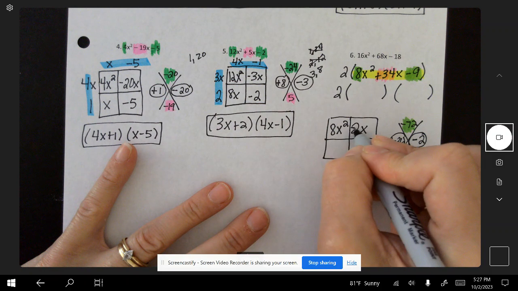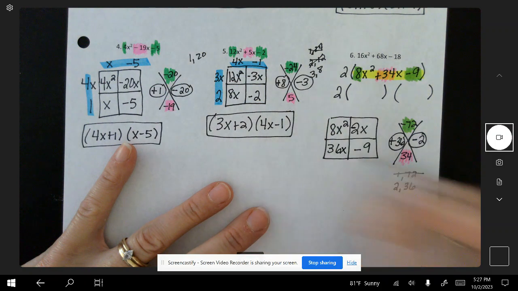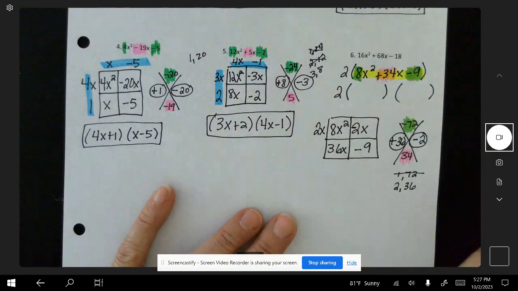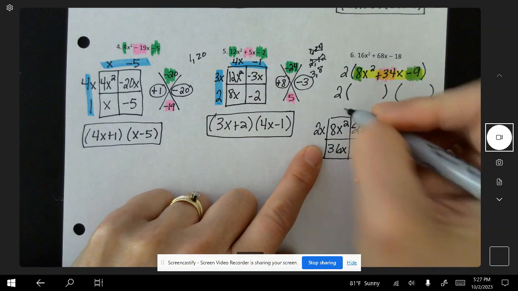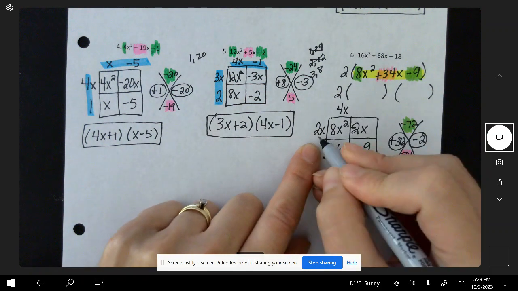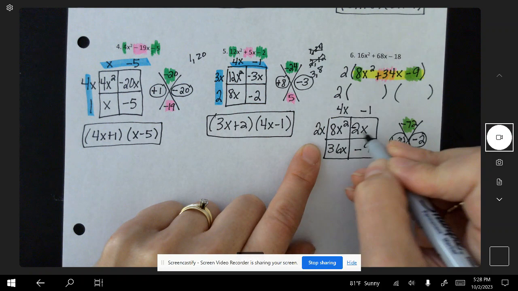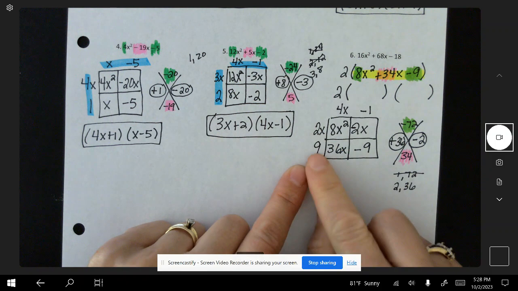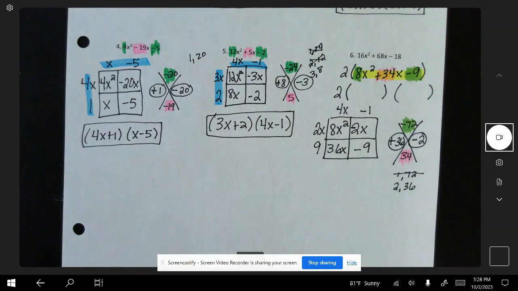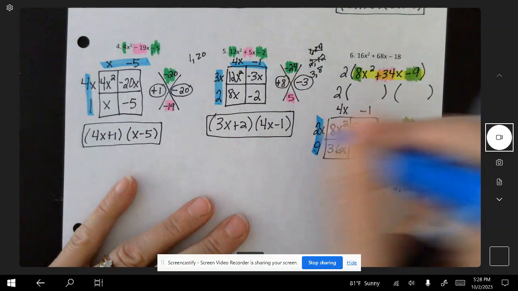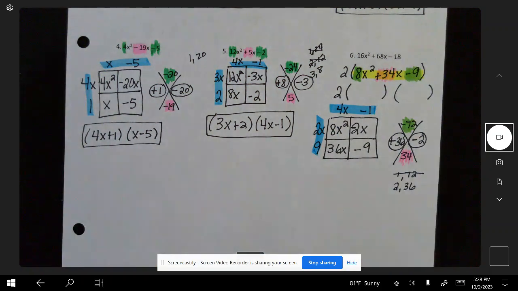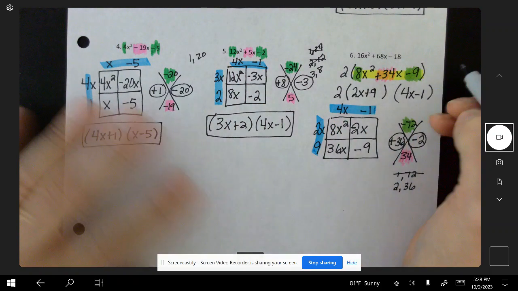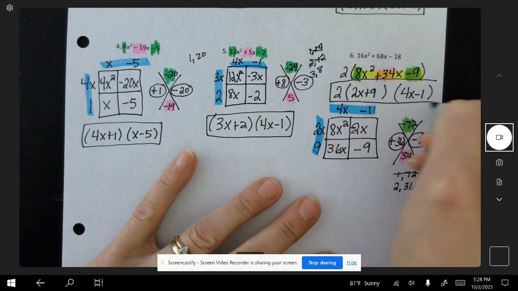2x, negative 2x, and 36x. All right, across the top, my greatest common factor is 2x. 2x times what is 8x squared? That's 4x. 2x times negative 1 is negative 2x. 4x times 9 is 36x. And 9 times negative 1 is negative 9. Okay, so we've got this on the outside as our two factors. I'm going to put them up here. 2x plus 9, 4x minus 1. And this right here is your final answer.